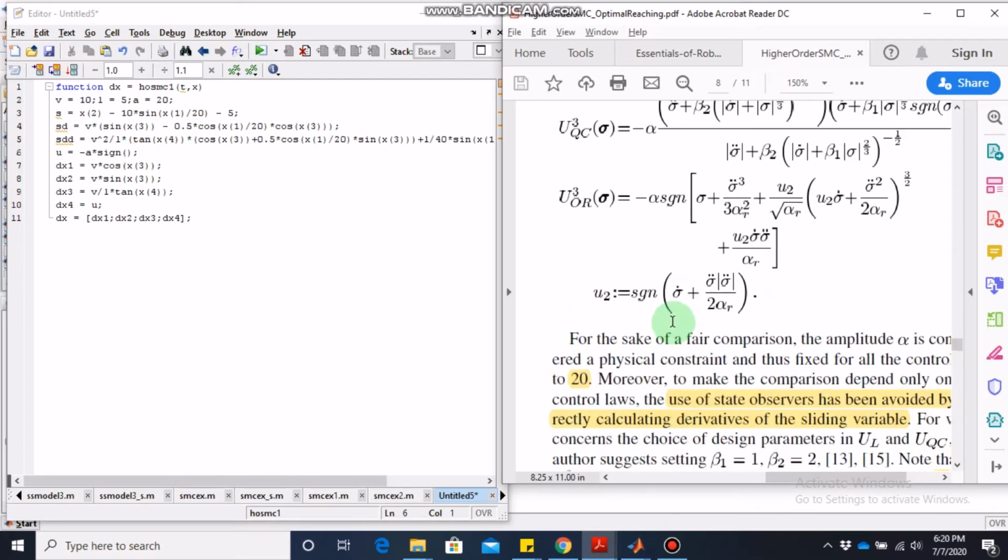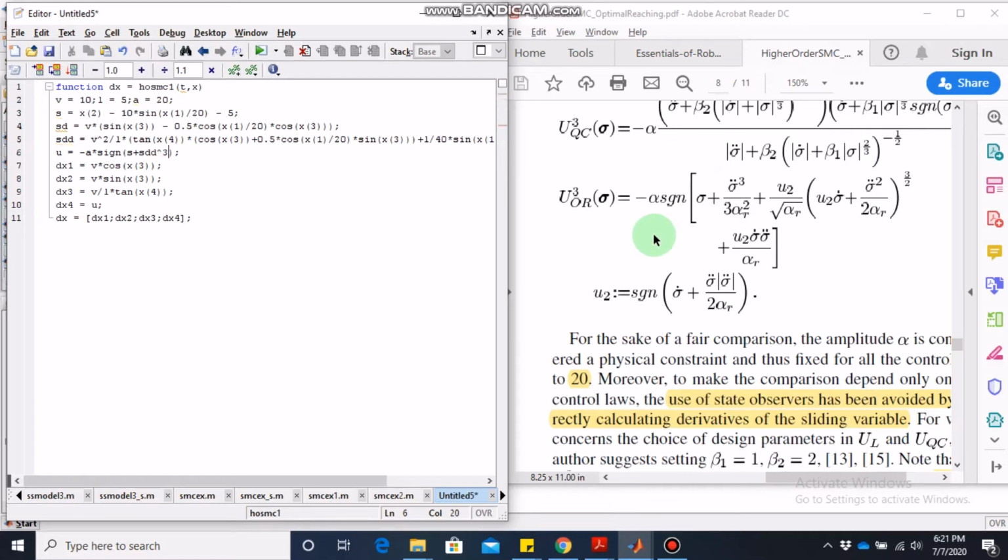So we can come back to the control law that we are trying to write here. So minus a times sine of the sliding surface, now we have already defined it, so it is s plus the cube of s dd raised to the power 3 divided by 3 times a alpha r square.